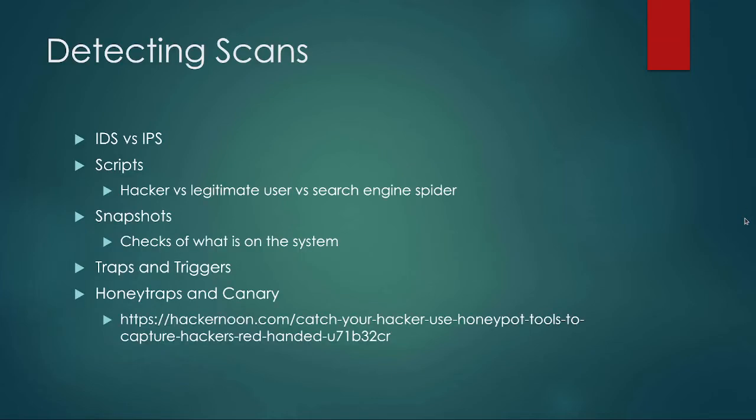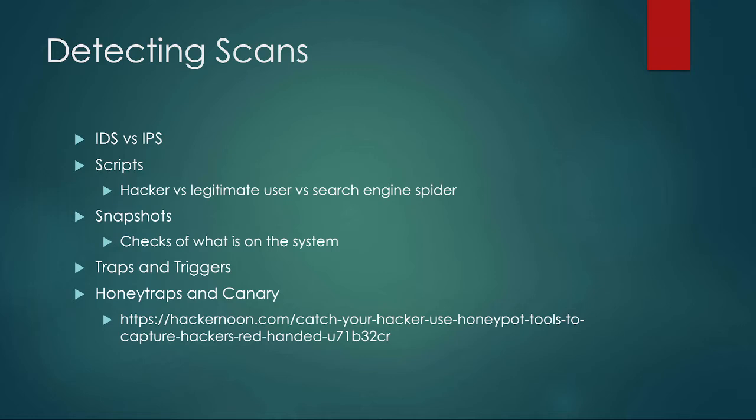So some of the things that we can do is we can look at detecting scans. In computers, we have something called an IDS or an IPS, an intrusion detection system or an intrusion protection system. The big difference is a detection system basically is the equivalent of "help, help, something is going wrong." A protection system is "help, help, something is going wrong, I'm going to go take care of it." So you can see the difference.